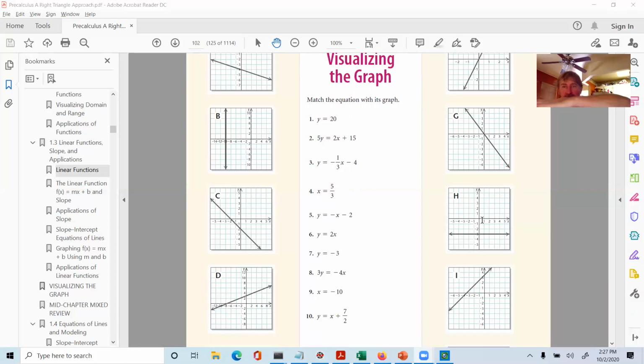Here we got a horizontal slope, so we have no change in y. So I have a slope of 0, and my y value is constant. So it looks like a y value of -1, 2, 3. y equals -3, number 7.